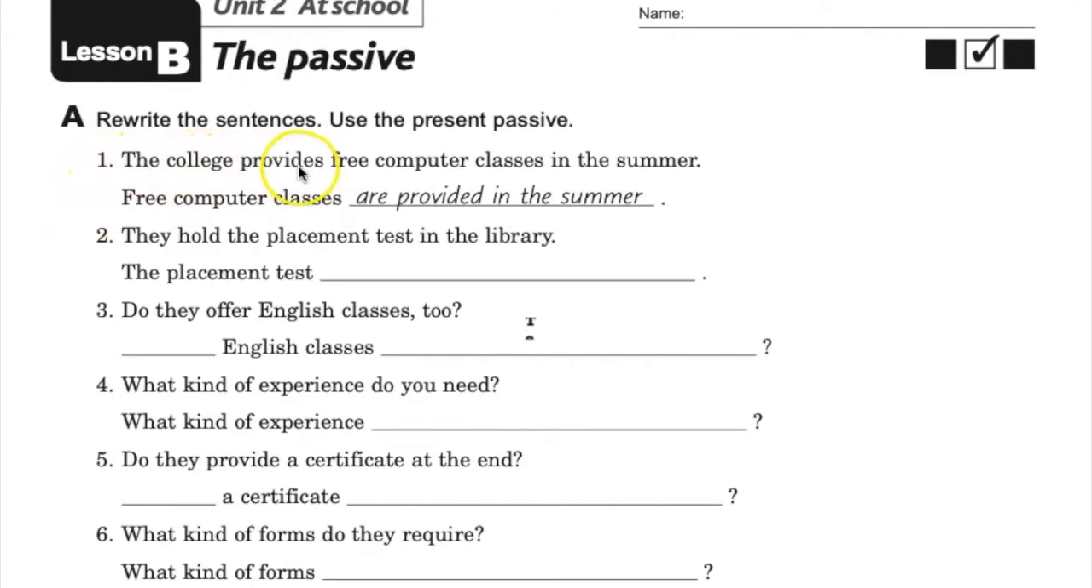The college provides free computer classes in the summer. Okay, this is an active sentence because it's a subject and then the verb, and then the object. And what we are going to do is we're going to make the object the subject and change the verb. Okay, so the first one is the college provides free computer classes in the summer.